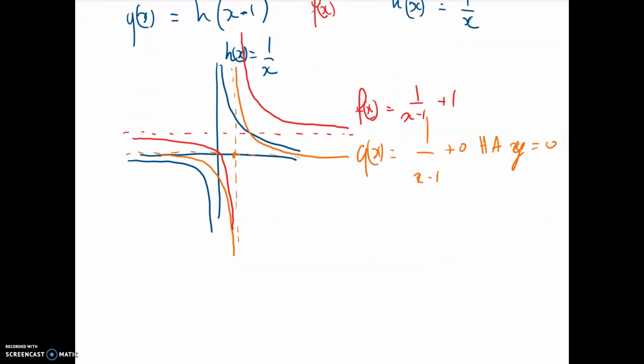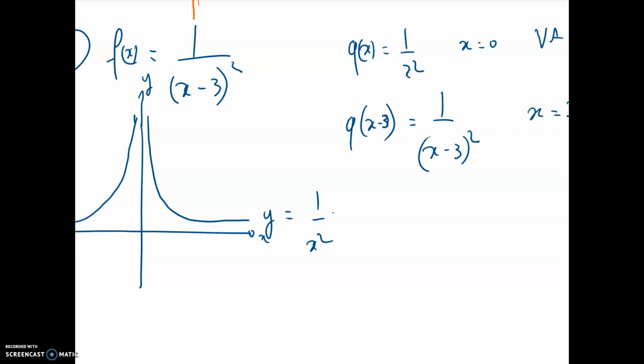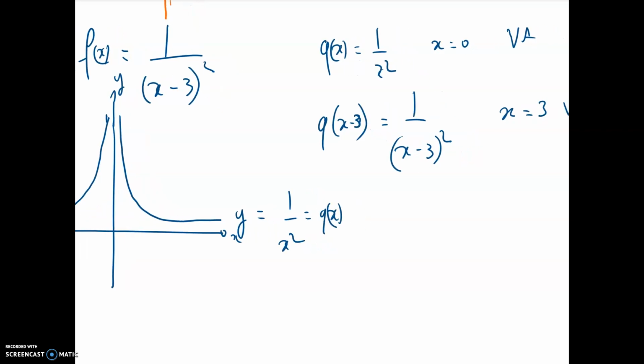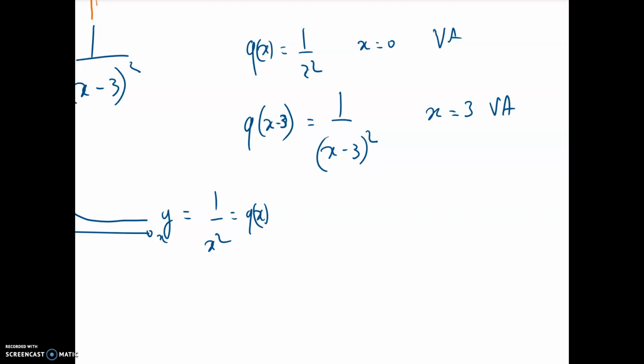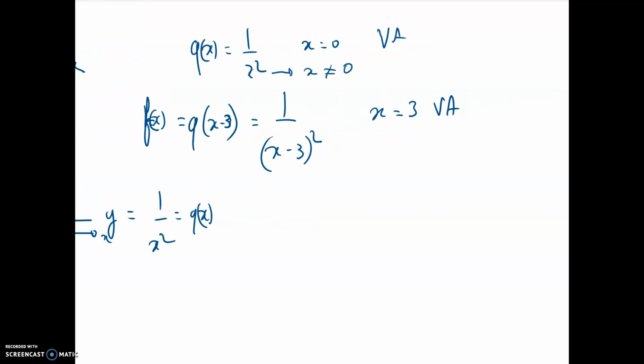All right, now next. In this problem number 29, we have the function f of x equal to 1 over (x minus 3) squared. If I represent g of x right here as 1 over x squared, I can see clearly that x equals 0 is a vertical asymptote because my denominator is telling me that x cannot be equal to 0. And so when I look at the function g of x minus 3, which is the function f of x defined in your problem, we can look at the denominator and say that x minus 3 cannot be equal to 0, so x equals 3.